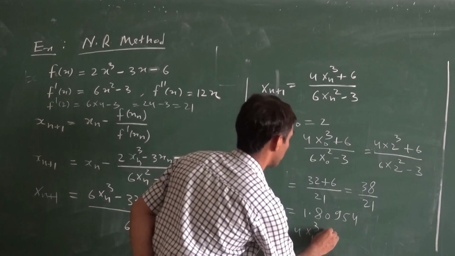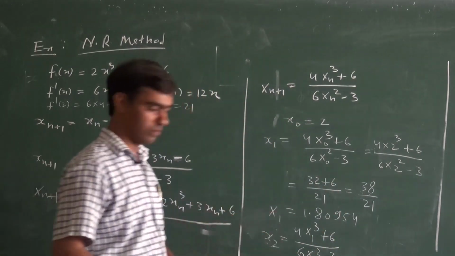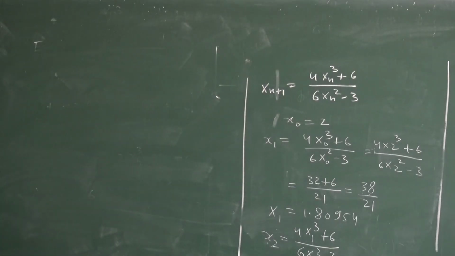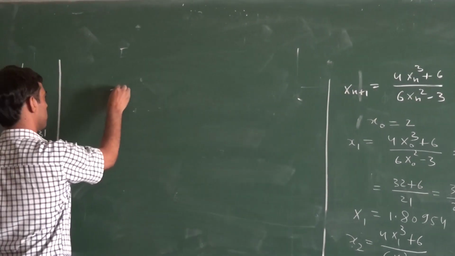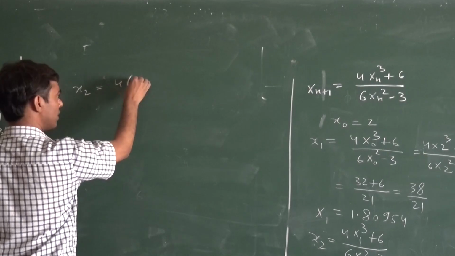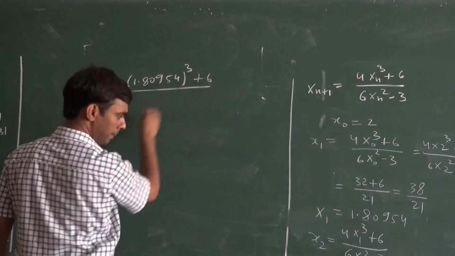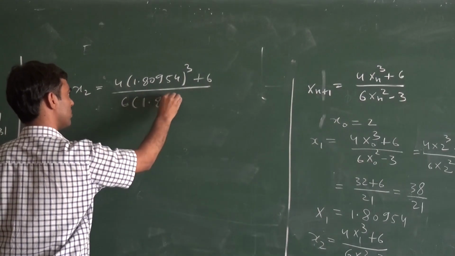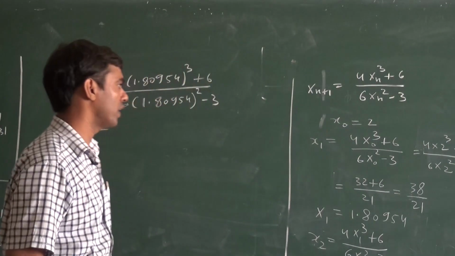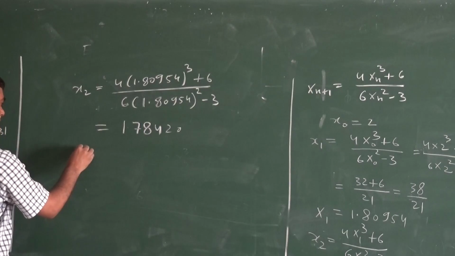Similarly, if you find x2, x2 equals 4 x1 cube plus 6 divided by 6 x1 square minus 3. We put the value of x1 here, then we are able to find the value of x2. So x2 equals 4 into 1.80954 the whole cube plus 6 divided by 6 into 1.80954 square minus 3. If we simplify this, x2 is 1.7842. Similarly, we find the value of x3, x4, x5, and so on.